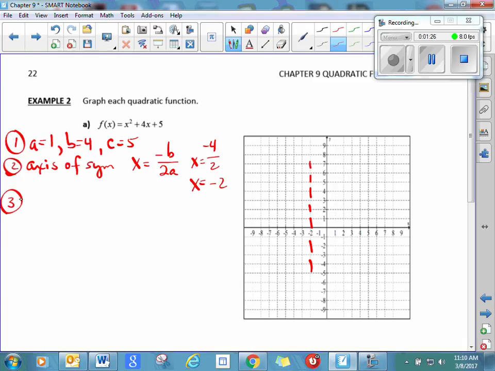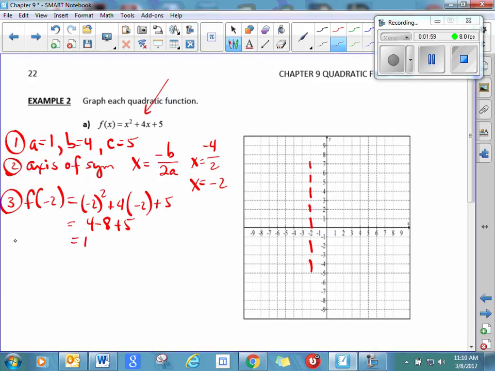The third thing we're going to do is find the y value. What is the function? What is the y value when x is negative 2? And to do that, we need to go back up to our original equation. So we're going to be careful with these negative signs. Negative 2 squared plus 4 times negative 2 plus 5. So that becomes a positive 4 minus 8 plus 5. And we end up with negative 4 plus 5 is 1.